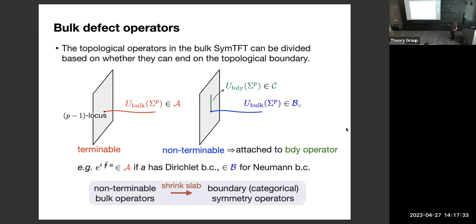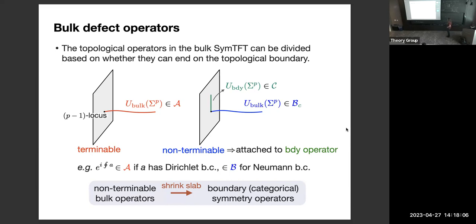Alternatively, it could be non-terminable. If it doesn't terminate on the boundary, then it is attached to some operator that lives on the boundary, some boundary operator. I'm here denoting the boundary operator in green. This would be the case, for example, if this gauge field satisfied Neumann boundary conditions, so it could fluctuate on the boundary. Then I'd actually have some boundary operator connected to the bulk symmetry TFT operator.